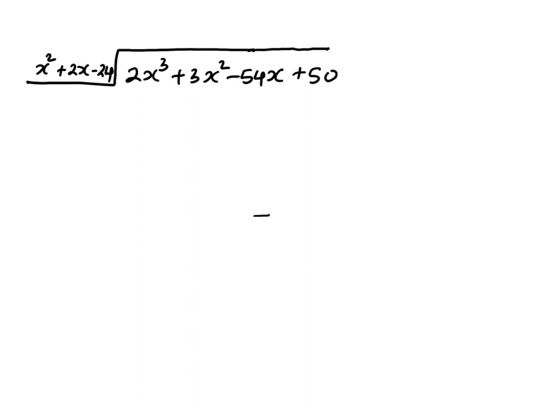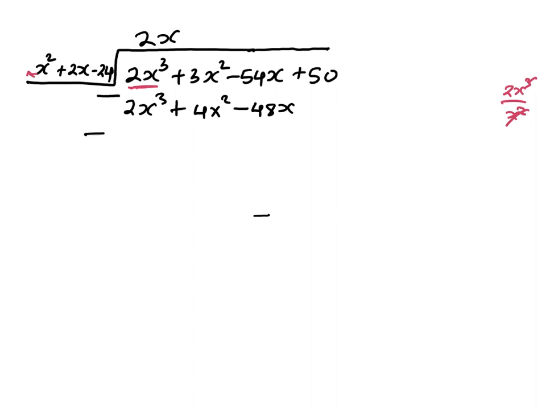What do we get? 2x cubed divided by x squared. So if I have 2x cubed and I divide by x squared, this cancels and we only remain with 2x. So here I will get 2x. Okay, let's multiply back. We have 2x cubed. Now when you multiply, you are multiplying through by everything here. Plus 4x squared minus 2 times 24 is 48x. Now subtract. So this goes to 0.